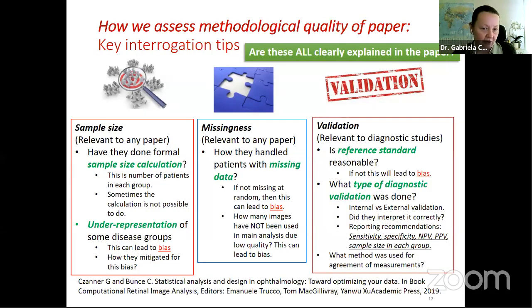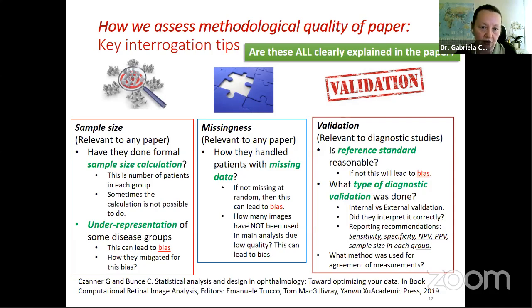Now I'm coming to the slide, which is again quite busy, but it is very important. And that is, again, how do I assess the methodological quality of a paper that has AI in it? And what are the main interrogation tips? The main interrogation tips are around the sample size, which is how many patients are in each group, in the group that has glaucoma and the group that doesn't. The sample size is very important because, of course, if it is too small, then the study may be inconclusive.